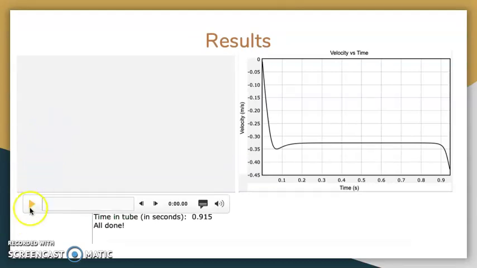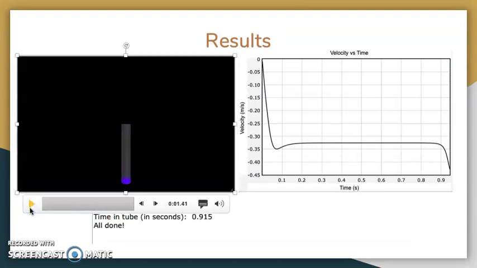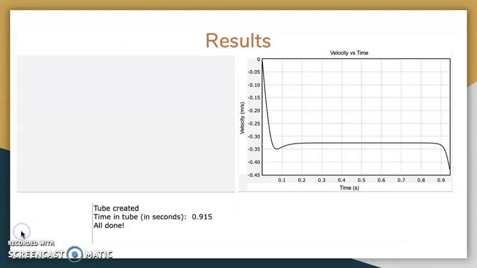Here are the results I generated, which included the velocity versus time graph as well as the visualization of the magnet moving through the tube. From this, you can see that the time in tube from the results yielded to be 0.915 seconds.